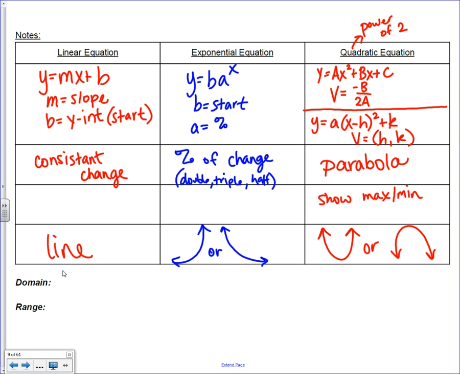Oh, wait. I forgot domain and range. What's domain? All x's. What's the range? All y's. Good. Yeah, we talked about that yesterday as well. Sorry, I almost skipped right over it.